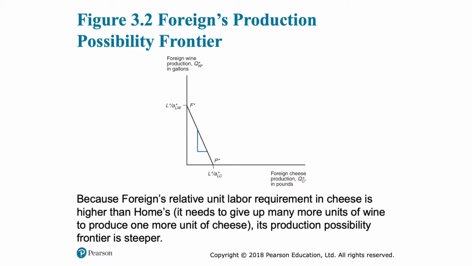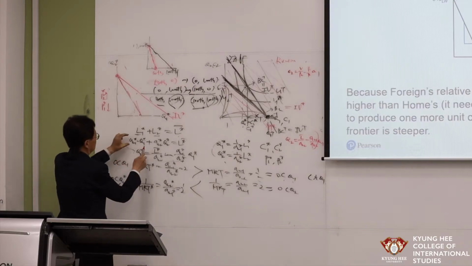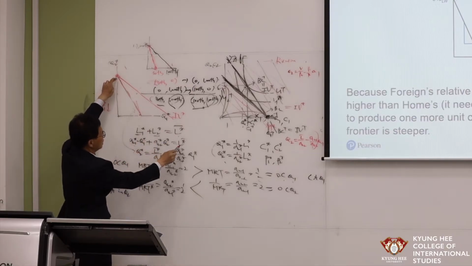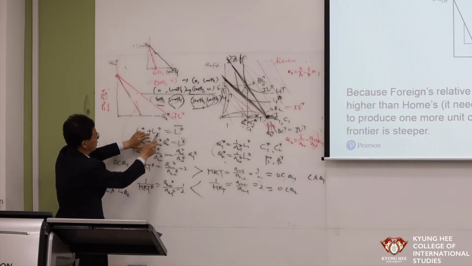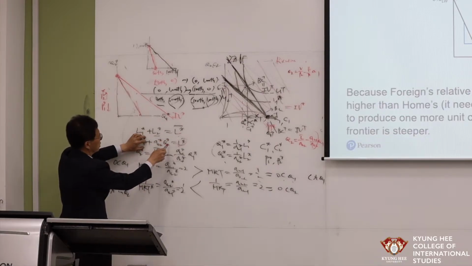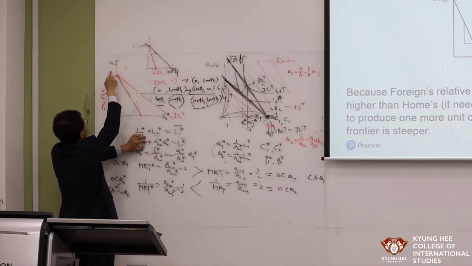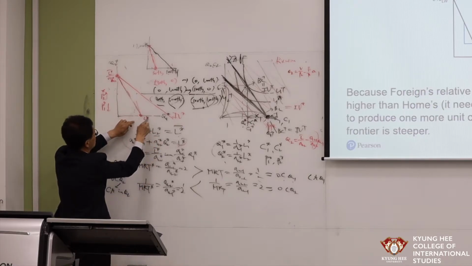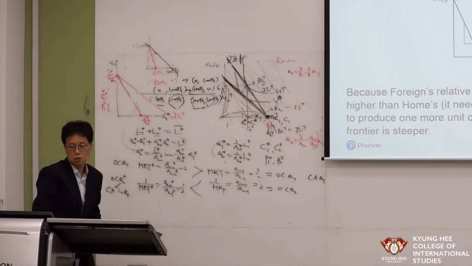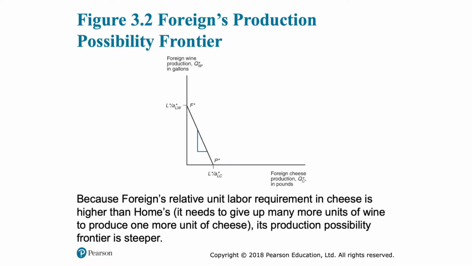Right? Foreign production possibility frontier. Now, this one, that is from here. This means all the labor supply is employed in the Q2 sector. So L1 is equal to 0, L2 is L star bar. So Q1 is equal to 0. Then maximum production of Q2 is L star bar over AL2 star. Maximum production of Q1 is L star bar over AL1 star. Right? Because of foreign relative unit labor requirement. I already explained. Next slide.